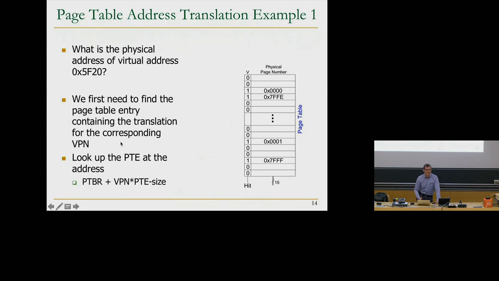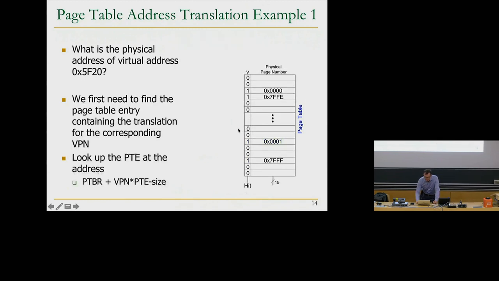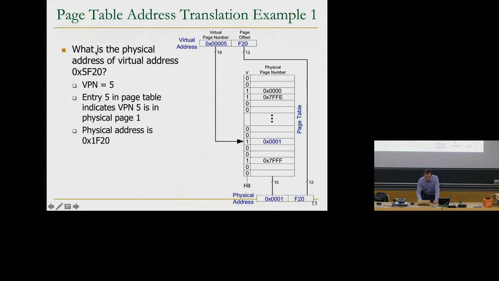That address is given by the page table base register, the beginning address of the page table, plus the virtual page number times the size of a page table entry, clearly. Because you basically want to find the address of the page table entry corresponding to this virtual page number. So that's how you calculate the address in memory to look up in the page table. So let's do it for this address. What is the physical address of virtual address 0x5F20?